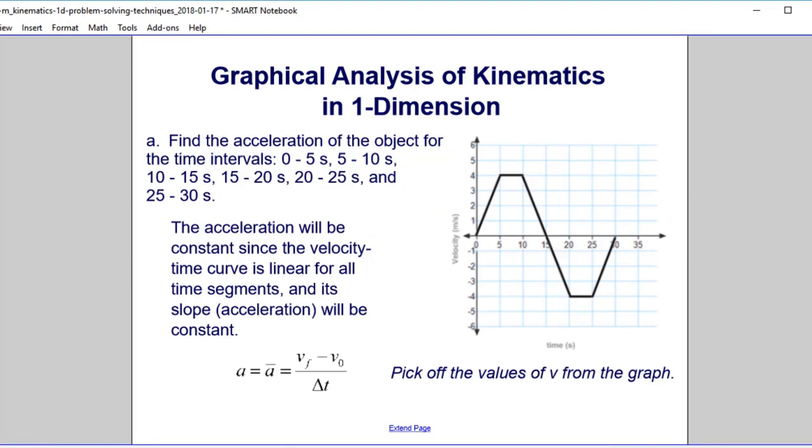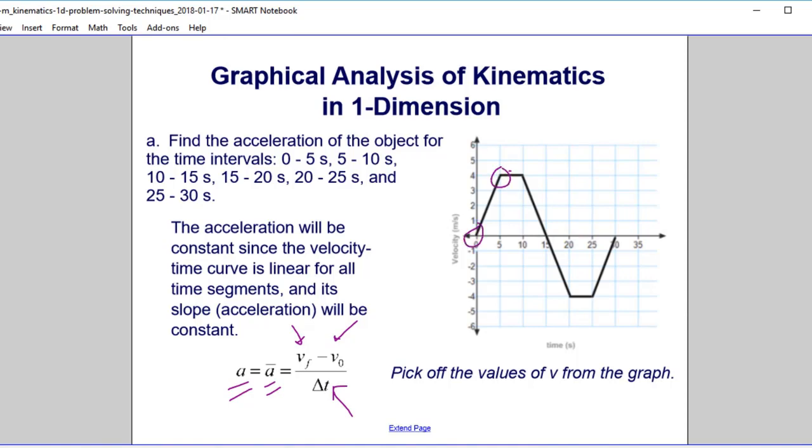Find the acceleration of the object for these various time intervals. The first thing we're going to notice is it will be constant, because if you look at the velocity-time graph, all the pieces are straight lines, and the slope of a straight line is always a constant. That means the acceleration will be constant, which means the acceleration at any point is equal to the average acceleration, and that's going to be v final of the interval minus the initial velocity, divided by the time. So again, constant acceleration for every one of these pieces, and what we're going to do is pick off the velocities for every time interval.